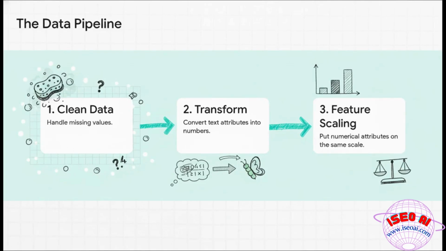First up, we clean the data, finding and dealing with any missing values. Next, we transform our features. A model doesn't understand words like nearby, so we have to convert that text into a number it can work with. And finally, we scale all our numbers. This is absolutely crucial. It stops the model from thinking that a big number, like the total number of bedrooms, is automatically more important than a smaller, more meaningful number, like median income.